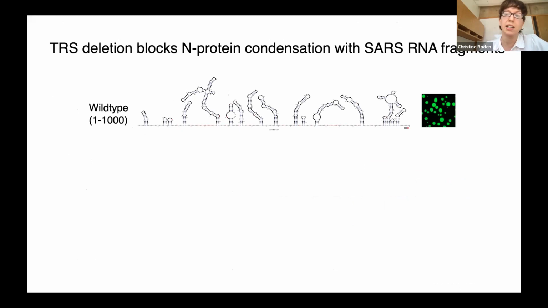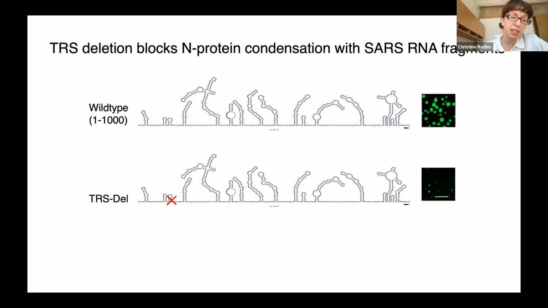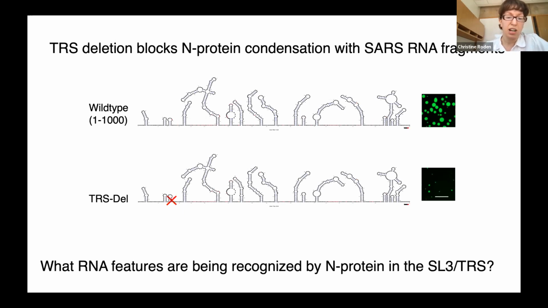And that turned out to be exactly the case, where we take a wild type viral RNA fragment and mix it with protein, as shown on the right, we form these beautiful condensates. But if we remove this teeny weeny itty bitty stem loop, then we almost completely destroy the ability of the viral RNA to drive condensation. So what features within this RNA stem loop, this stem loop 3, are being recognized by N protein becomes the next logical question.